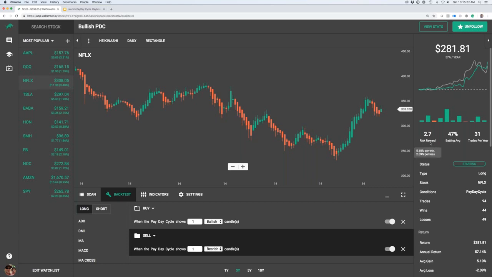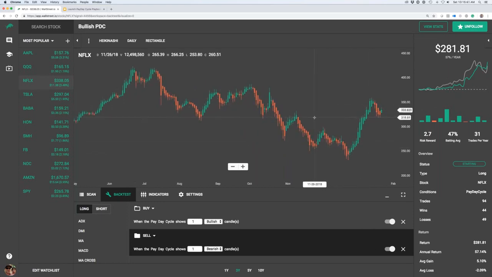This strategy actually is outperforming buy and hold on Netflix. You can see that comparison chart here. And again, if I like the strategy, I can click follow. You can see I'm already following it. And that makes sure that I get a notification every time this payday cycle starts and stops in Netflix.